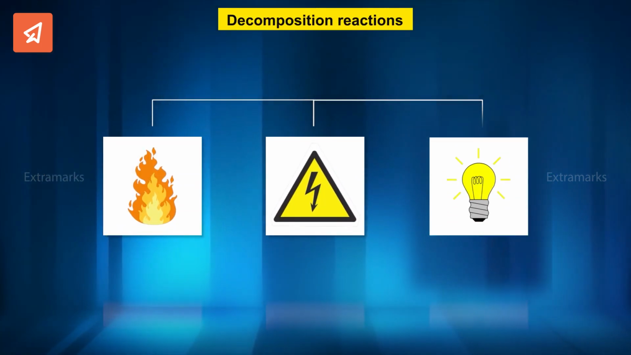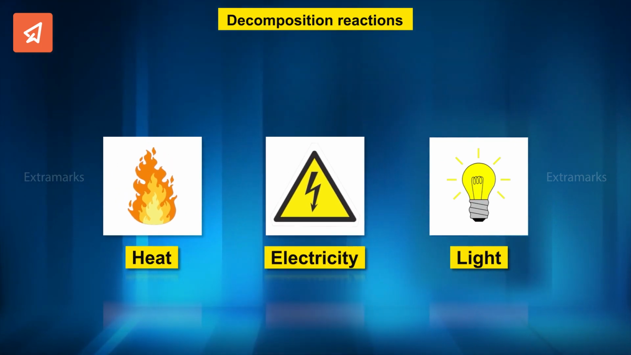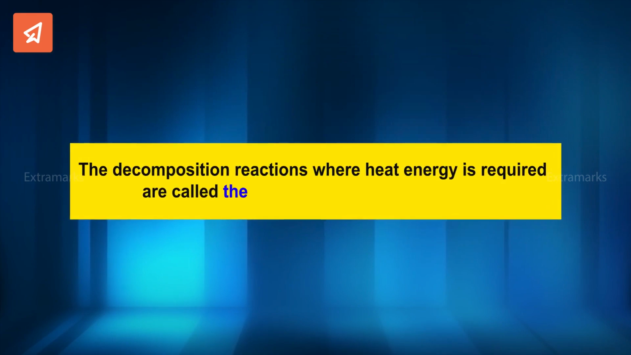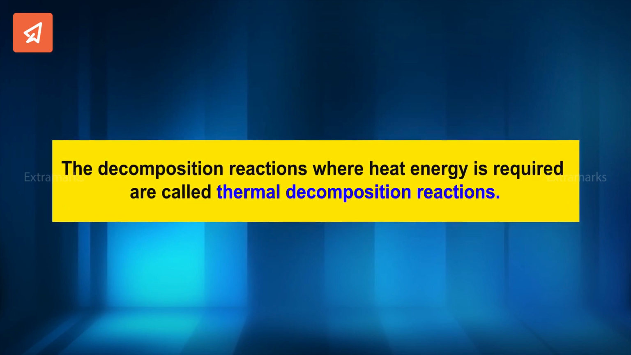The decomposition of a substance occurs in the presence of heat, electricity, or light. Let us understand in detail how these different stimuli affect the breakdown of a substance. The decomposition reactions where heat energy is required are called thermal decomposition reactions.